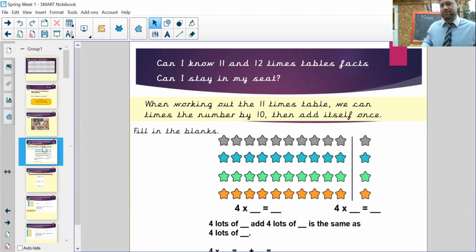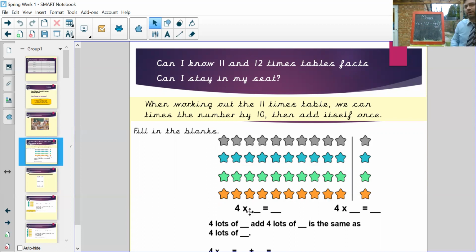So when working out the 11 times table, we can always times the number by 10 and then add itself once. So what I mean by that, if you have a look at the picture here, we've got 4 lots of 10 here, and then there's a line divided down here, and this is our 4 lots of 1. So we've got 4 times 10. So we can do 4 multiplied by 10, and if you know your 10 times table, when we multiply a number by 10, 4 times 10 would equal 40.